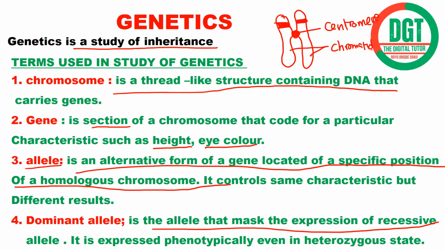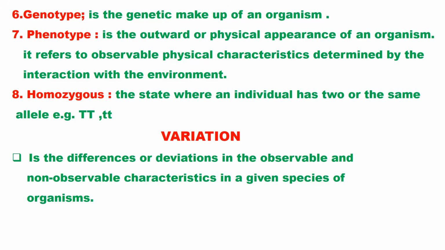In other words, where there's a dominant allele, it is the one that is expressed. Okay? Let us look at the genotype. For a recessive allele, I've already defined it. We said it is the one that is suppressed or masked by the dominant allele. Okay? What about the genotype? Genotype is just the genetic expression or genetic makeup of an organism. That is what you call the genotype.